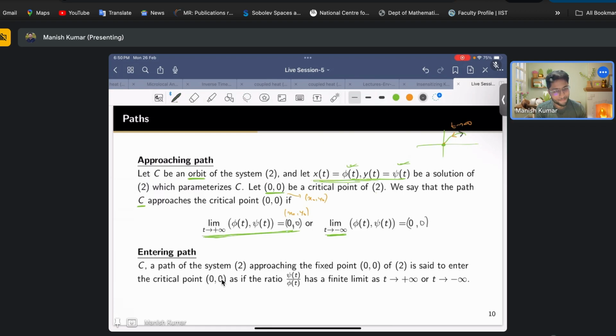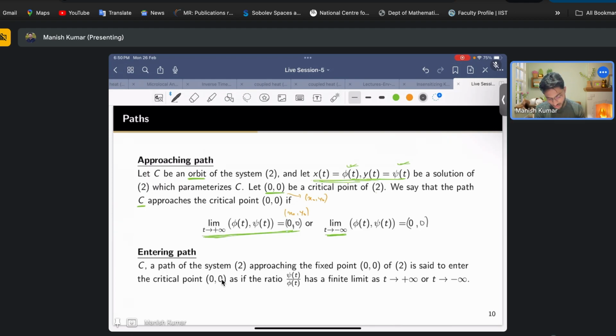Okay, we'll see, there will be some examples that will be discussed where we will see how this notion comes. So approaching means it will approach the origin, or any critical point, whatever critical point we are considering.